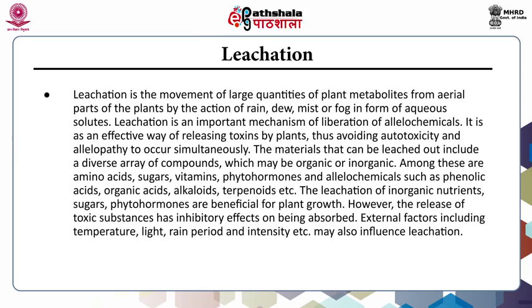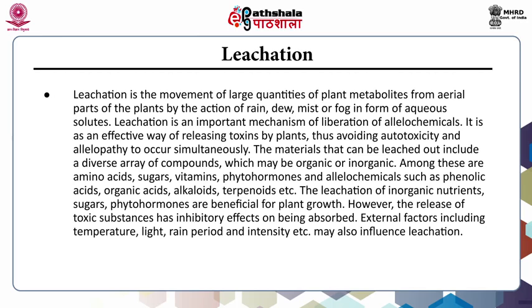Next is the release of allelochemicals via leachation. It is the movement of large quantities of plant metabolites from aerial parts of the plants by the action of rain, dew, mist or fog in the form of aqueous solutes. Now, leachation is an important mechanism of liberation of allelochemicals. It is an effective way of releasing the toxins by plants and thus avoiding autotoxicity and allelopathy occurring simultaneously.